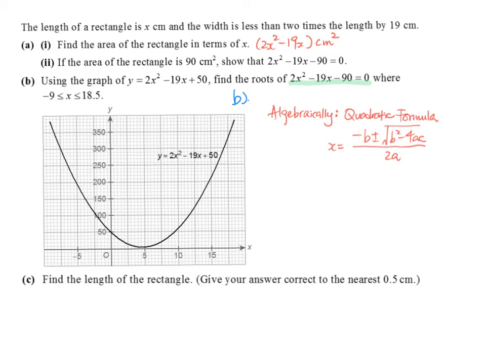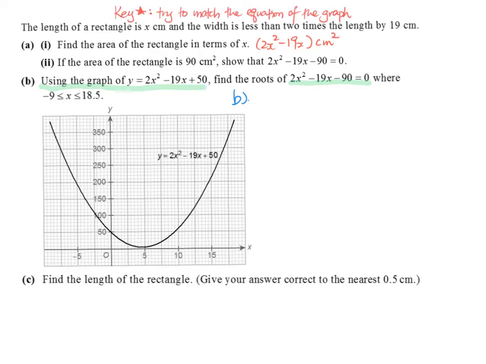If we're going to solve this algebraically, from last year we know that we used the quadratic formula, right? But now we are doing this graphically because we are using this graph. In order to do this, the key is to match the equation of the question with the equation of the graph. That is this one. So we have to go from here to here.